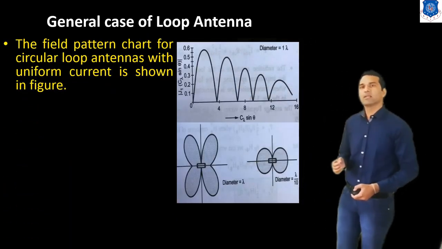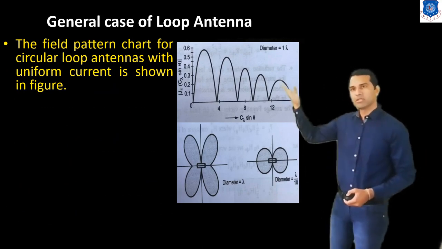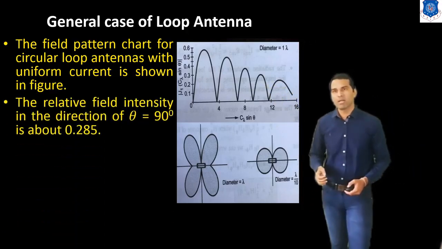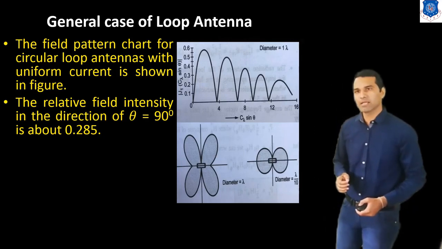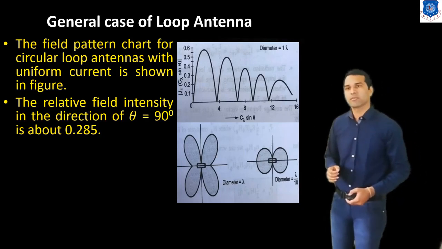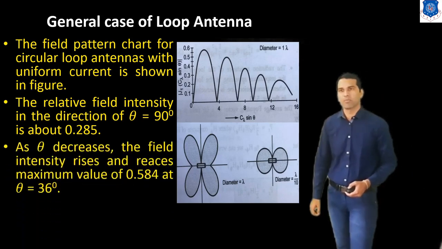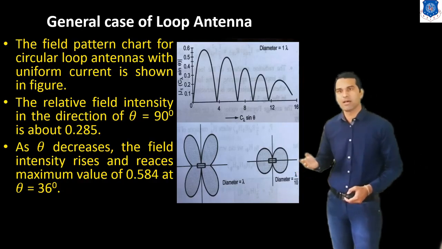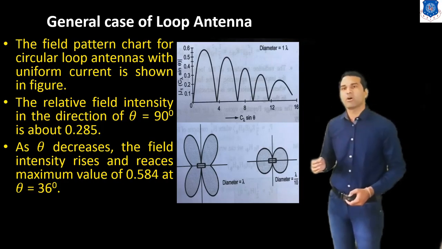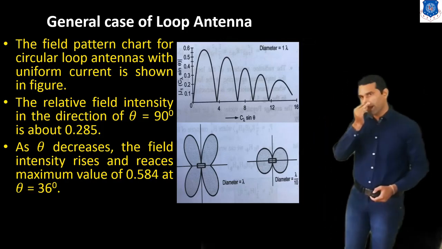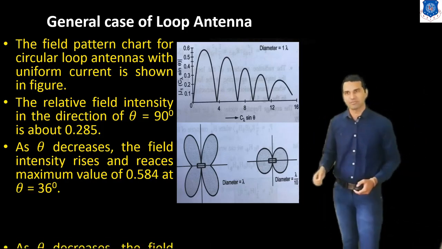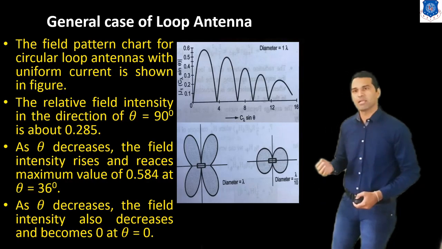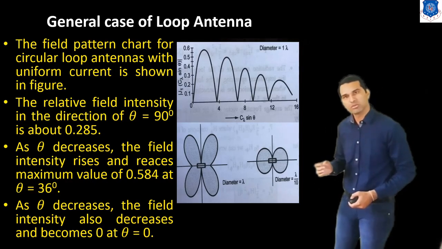Now the field pattern chart for the circular loop antenna with uniform current is shown in the figure. The relative field intensity in the direction of theta equals 90 degrees is about 0.285. As theta decreases, the field intensity rises and reaches the maximum value of 0.584 at theta equals 36 degrees. As theta decreases further, the field intensity also decreases and becomes 0 at theta equals 0.